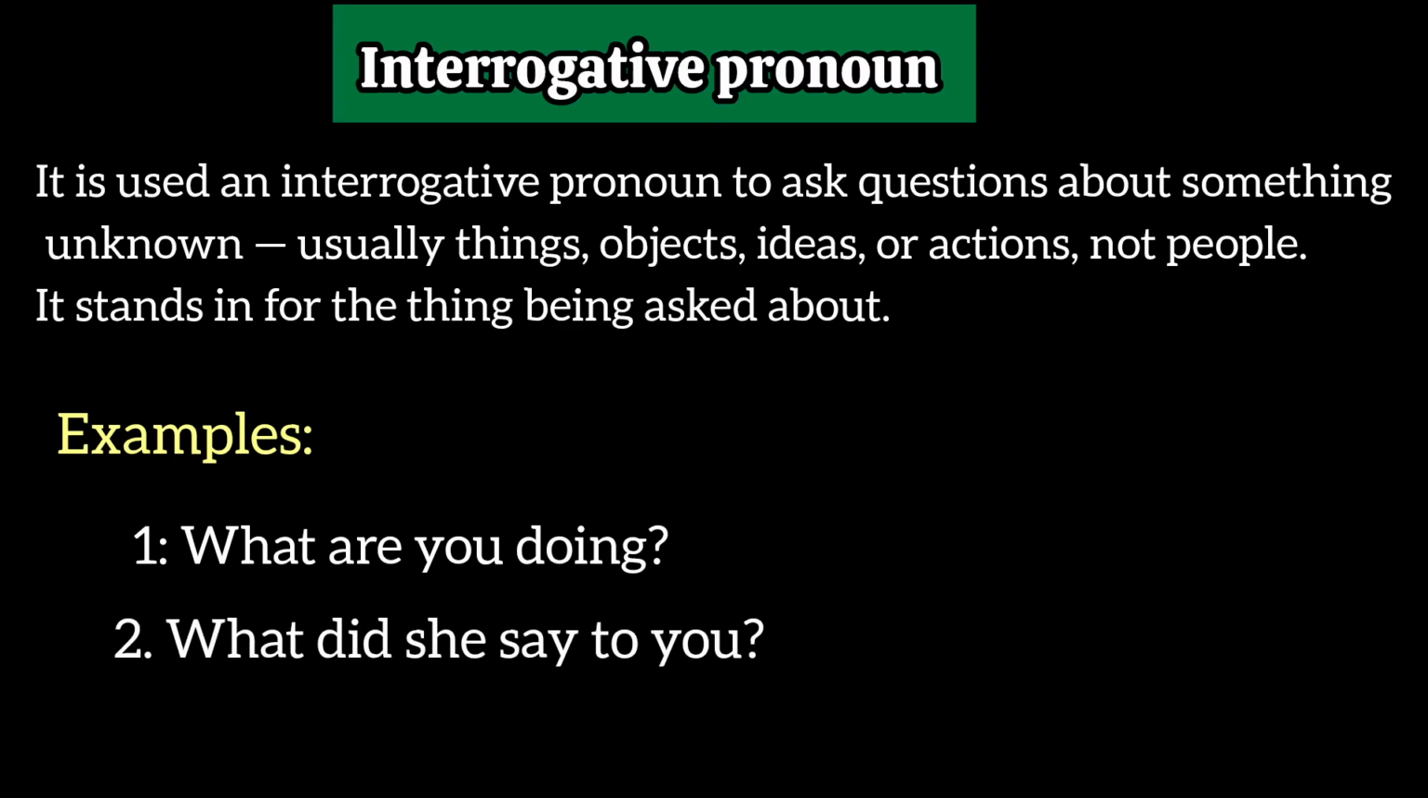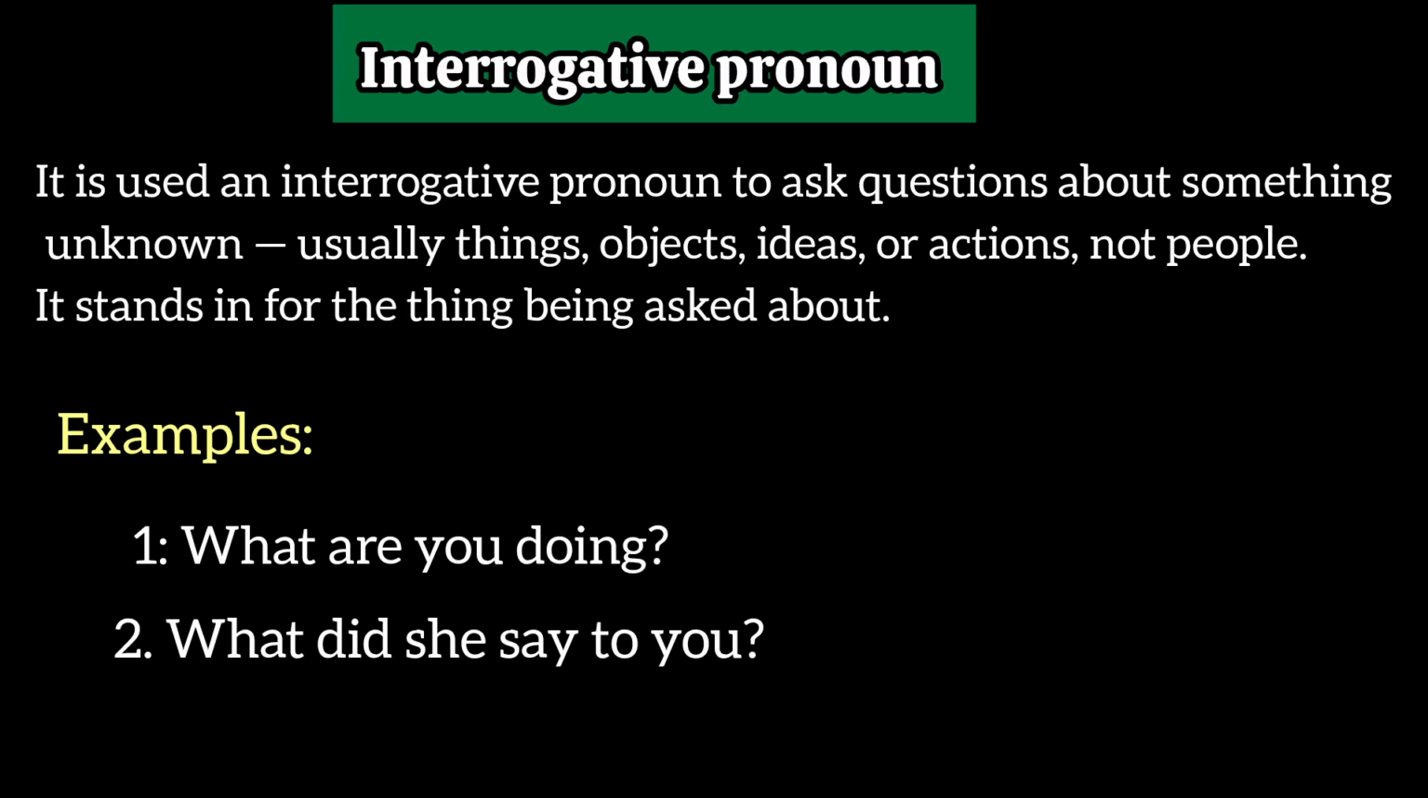What did she say to you? In the example, it functions as an interrogative pronoun, which means it is used to ask a question. Specifically, it stands in for the unknown information. The thing that she said, making it the direct object of the verb say. Even though it appears at the beginning of the sentence, it is logically connected to the verb as the object of the action.